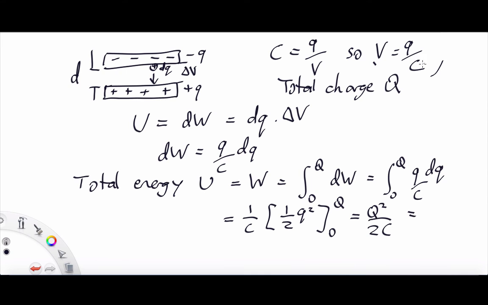And Q we can say equals C times V. So we'll say C squared V squared over 2C. The C's cancel out and we end up with an expression for the energy being a half C V squared.